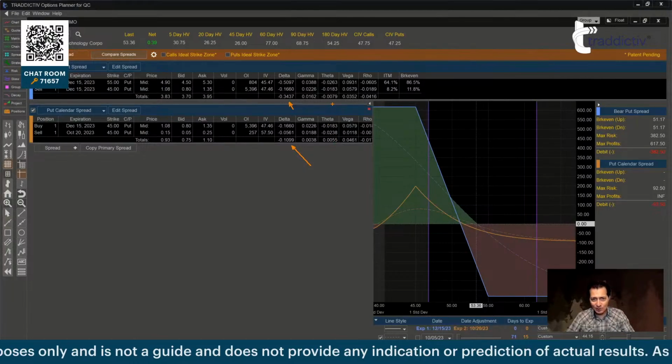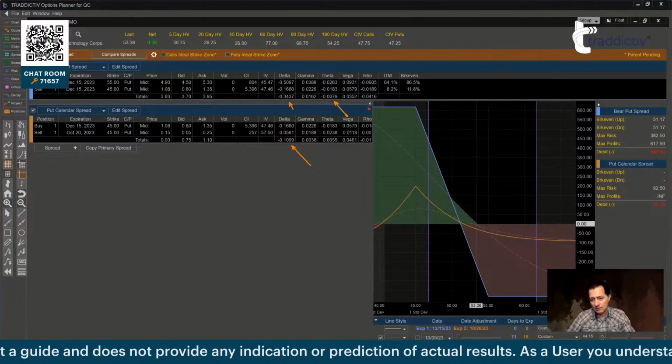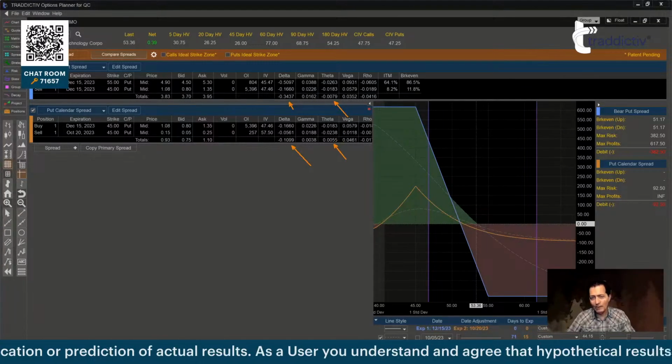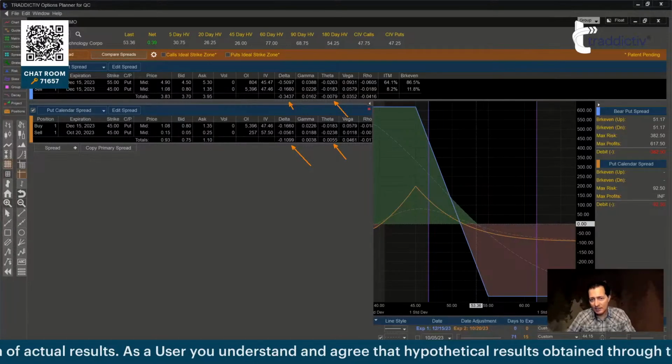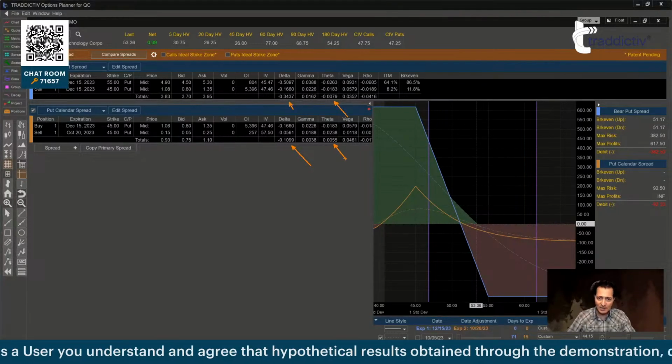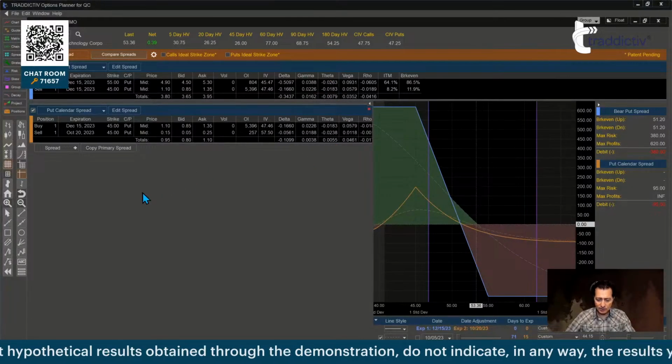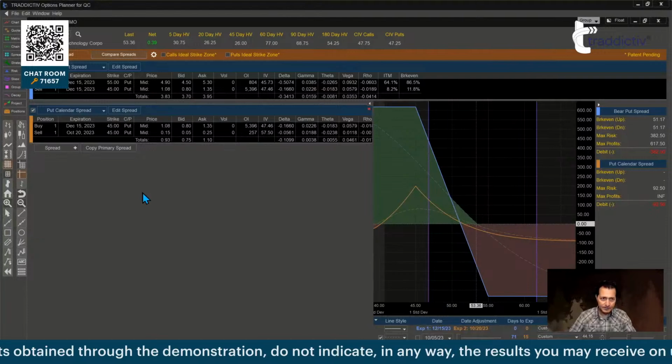The one above gets you a negative theta, where the one below gives you a positive theta. We said horizontals pay you theta, where verticals make you suffer time decay.